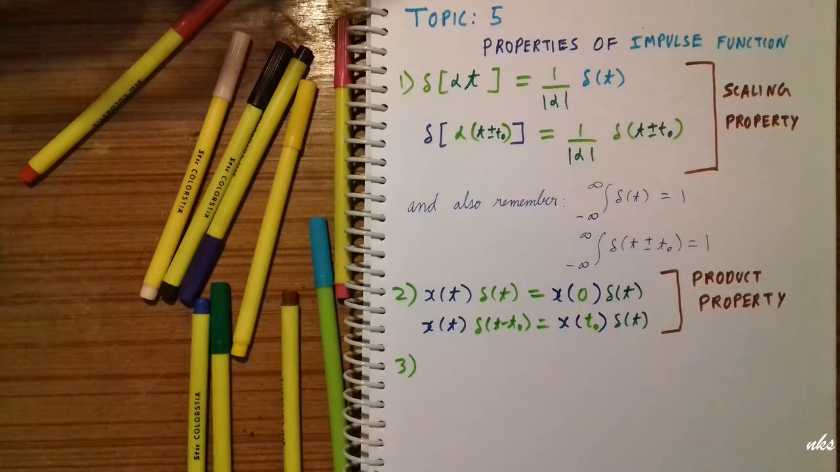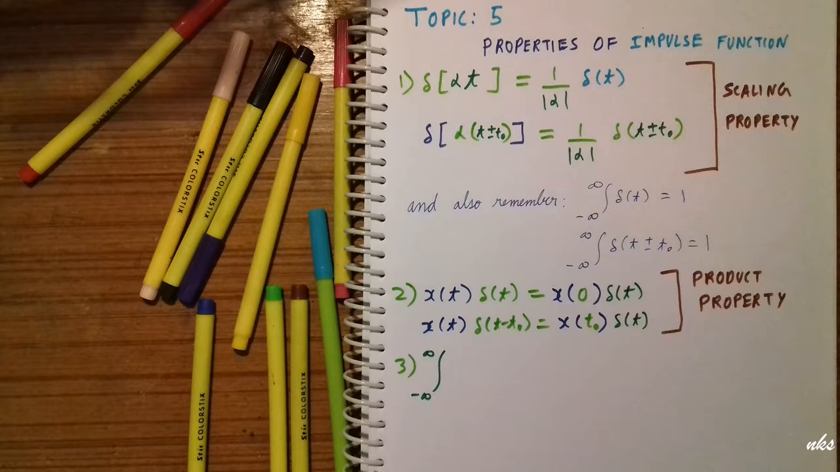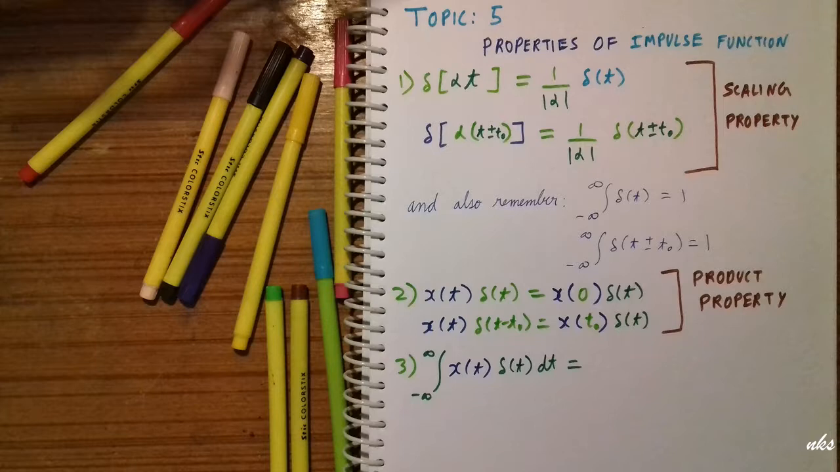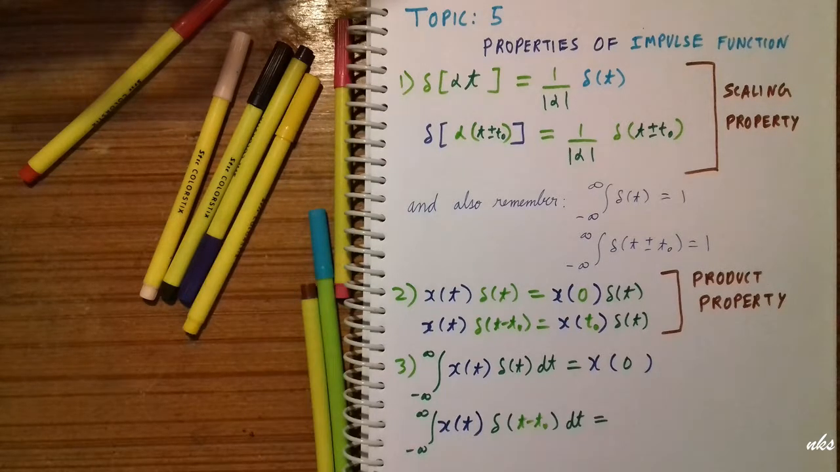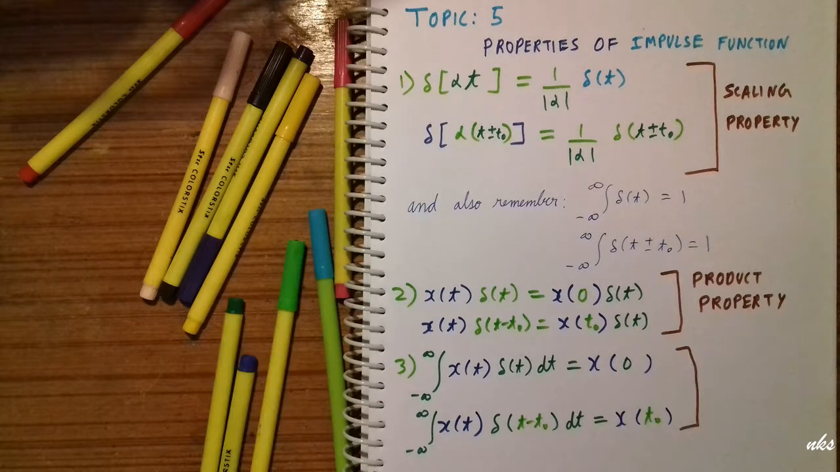Now the third property: the integral from −∞ to ∞ of x(t) into δ(t) dt is equal to x(0), and we can also say it like this: the integral from −∞ to ∞ of x(t) into δ(t − t₀) dt is equal to x(t₀). The name of this property is the shifting property. We have to take that point at which the impulse lies.